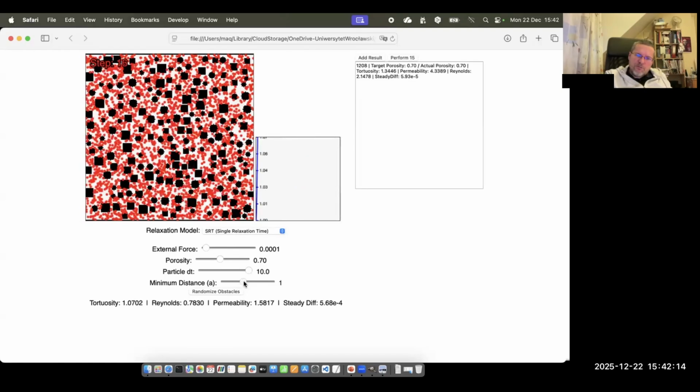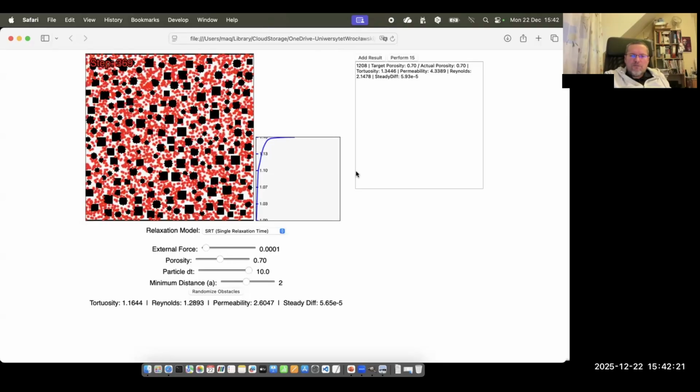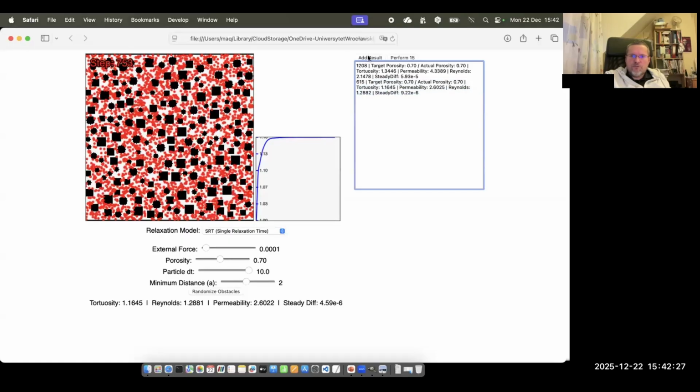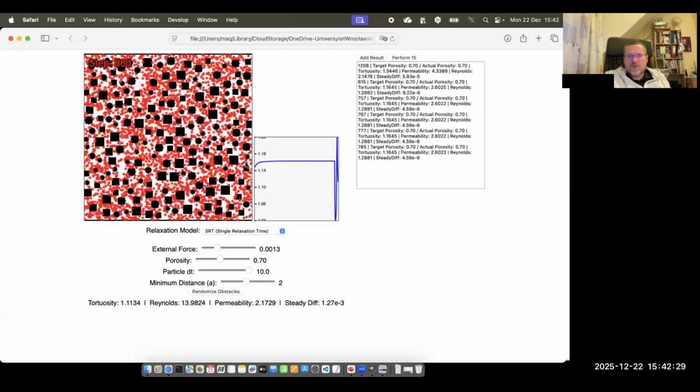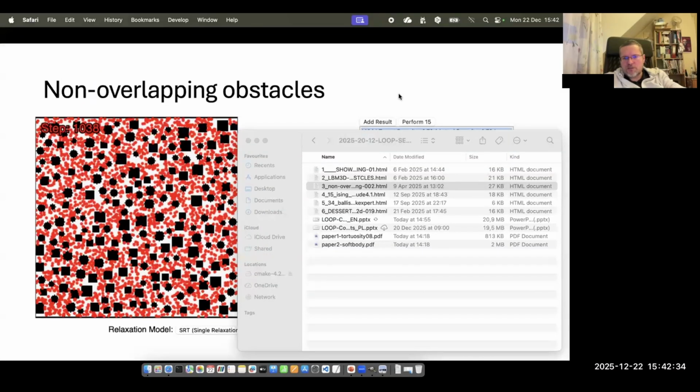But then we can put a minimum distance, you see? So I can do the same, but for the minimum distance model. And for that, I can also see the tortuosity is converging to some point. I can add the results and do this many, many times. So this is the program, okay? But this program itself is not interesting. We have the results already.